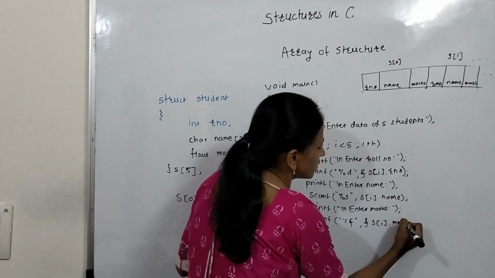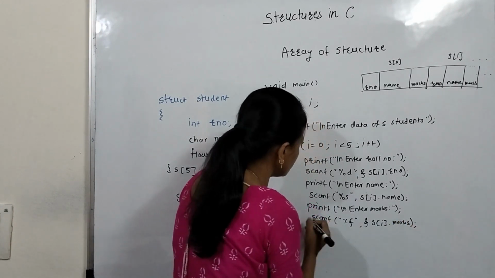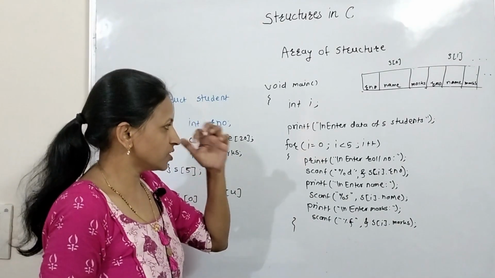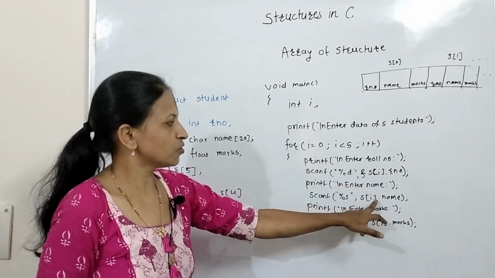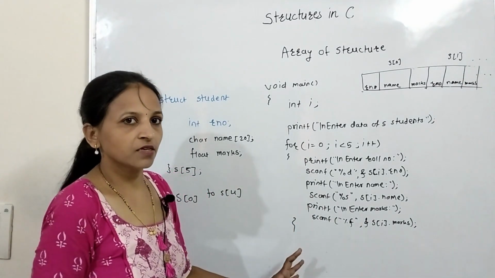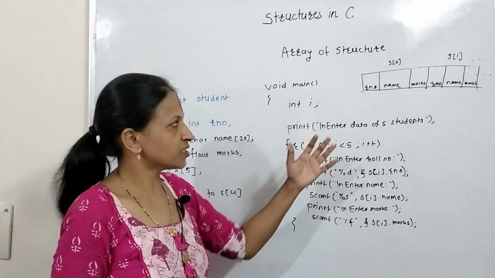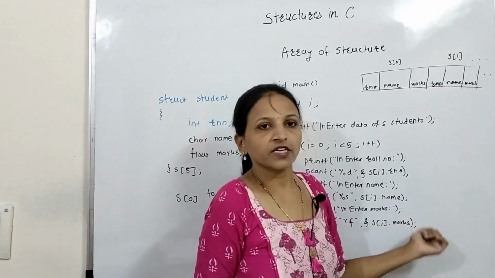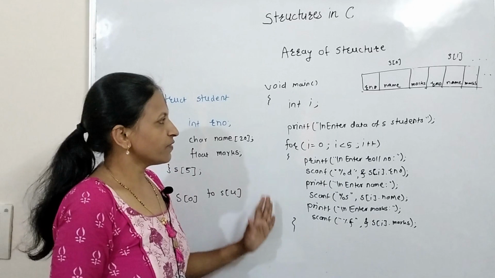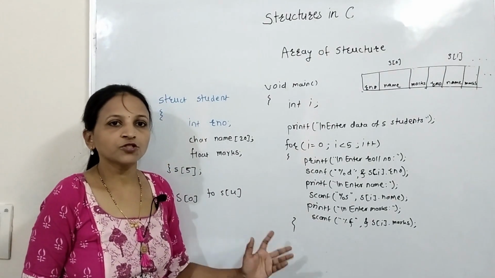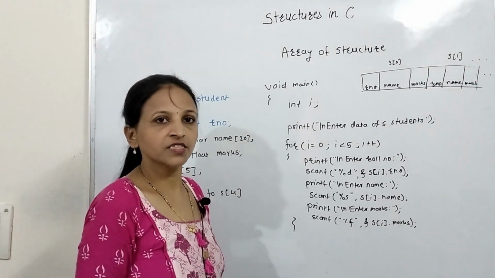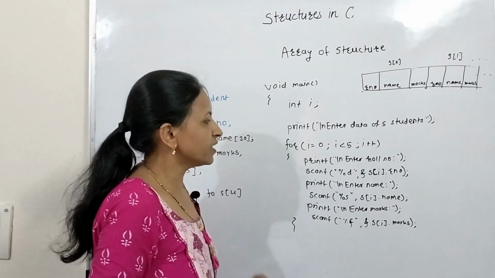dot marks. Here for all students we have accepted data, because see i is initially 0. For s of 0 dot name, s of 0 dot marks, all gets accepted. For s of 1 all information here we accept, then s of 2, s of 3 and s of 4. In this way we can accept data about 5 students, and in the same way we can display data of 5 students. How? Just use printf only.